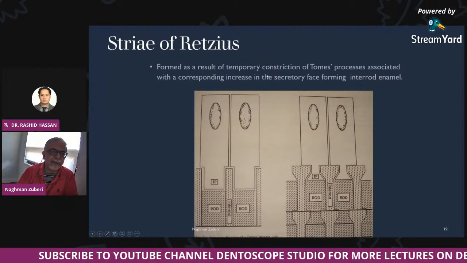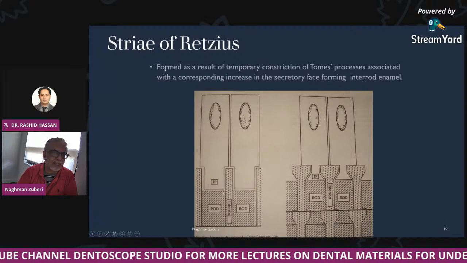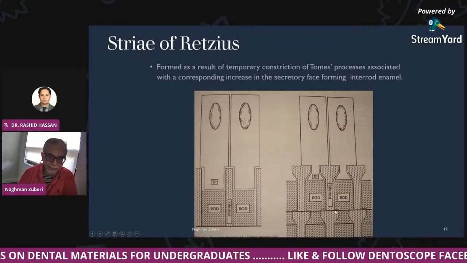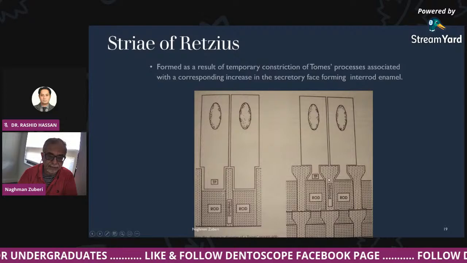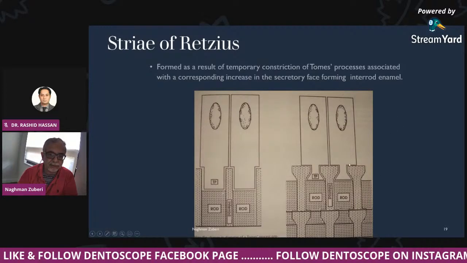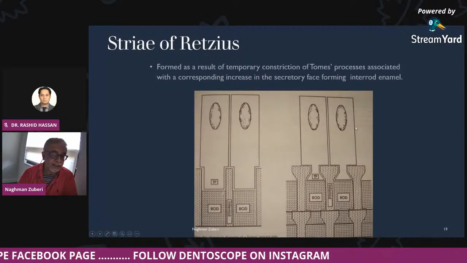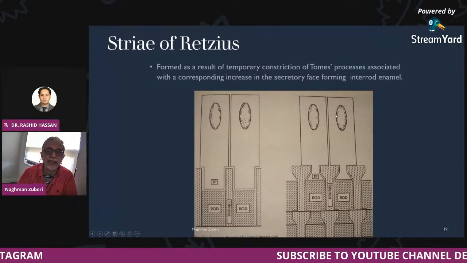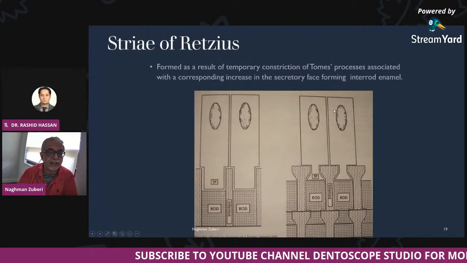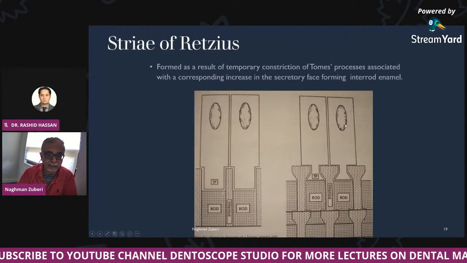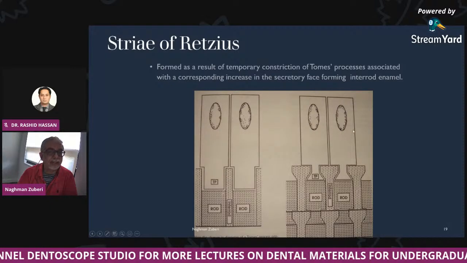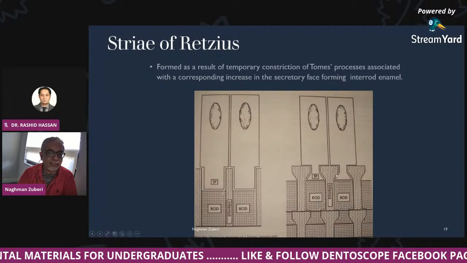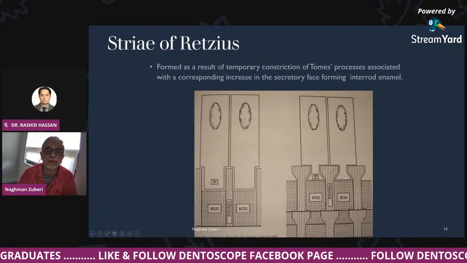Striae are formed as a result of temporary constriction of Tomes' process associated with a corresponding increase in the secretory phase, forming interrod enamel. This is the interrod enamel. These are the Tomes' processes. This is a schematic diagram of an ameloblast. When the ameloblast is secreting enamel, it becomes elongated and all the organelles accumulate on one side, and then there are elongated processes, which are known as Tomes' processes.